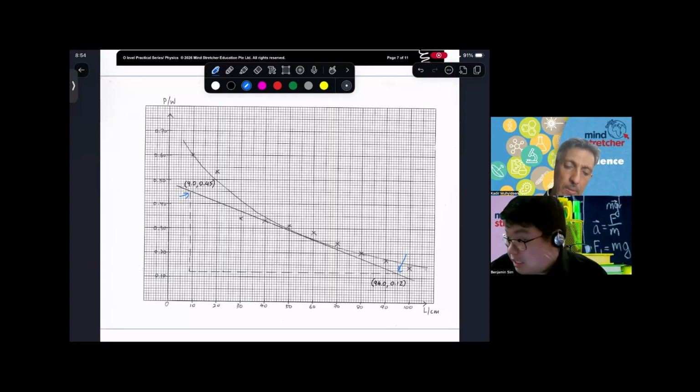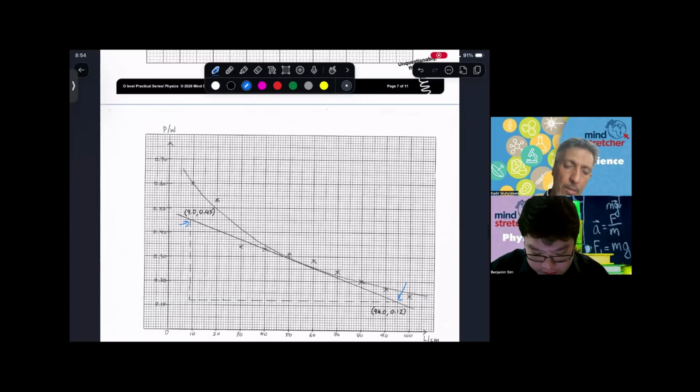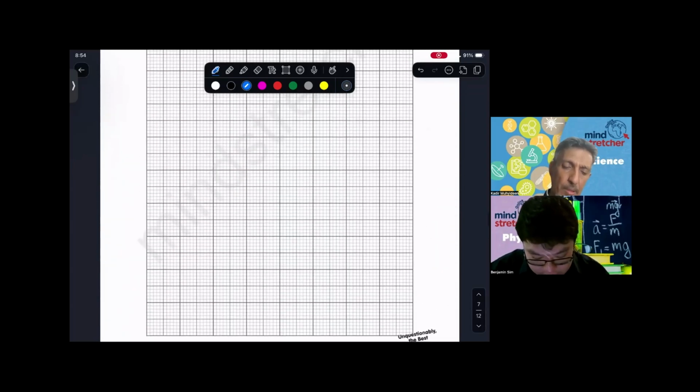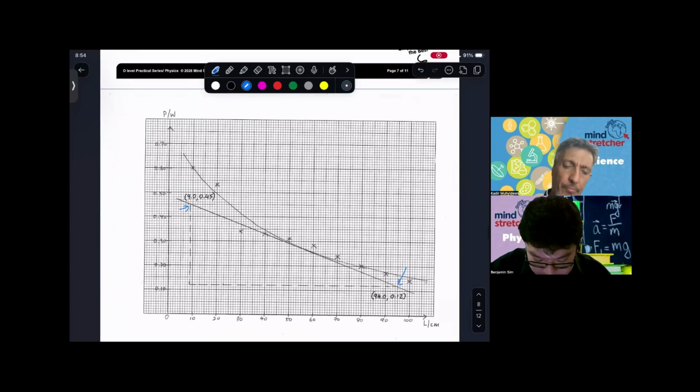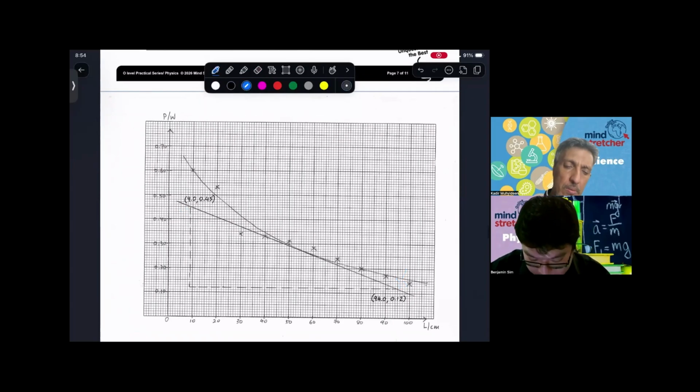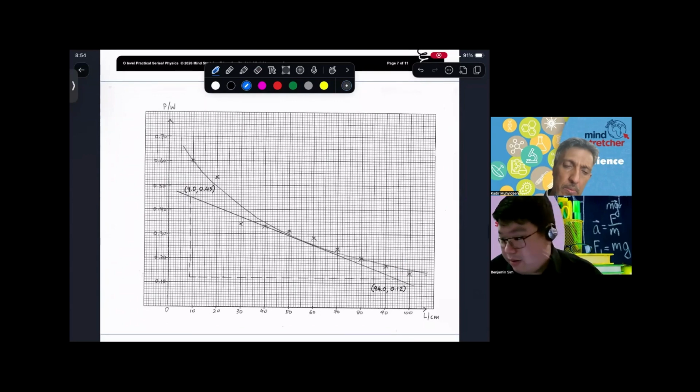In this case, based on what I have, the calculation will be as follows. Let me give you all some time to take a screenshot of this, so that you can use it for the working later on.